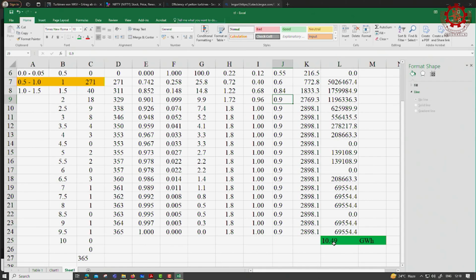It has gone down to 10.5 from 13.13, right, a substantial decrease in the annual energy production. So, if you go for Francis, your annual energy generation will be low, and therefore your annual income will be low.